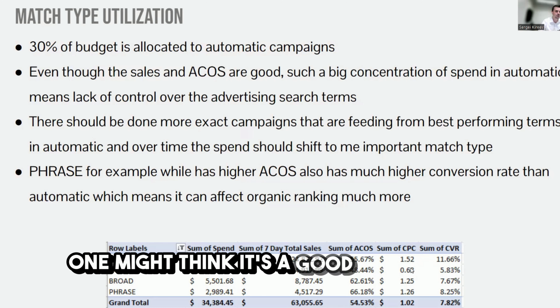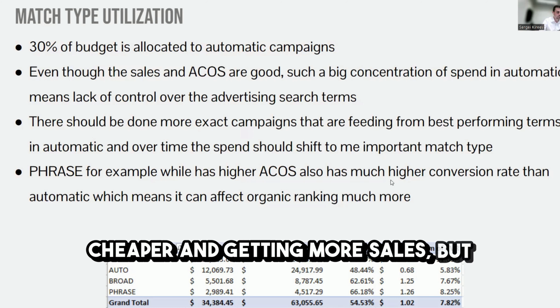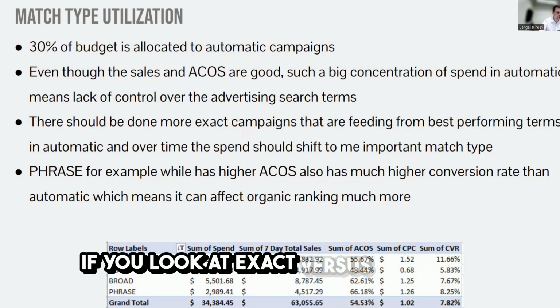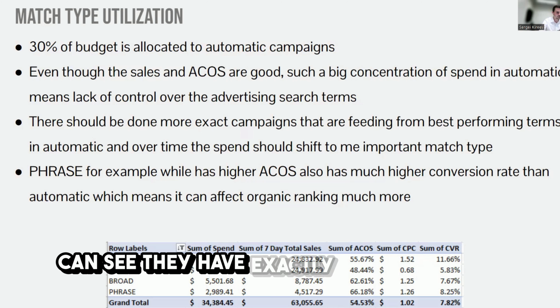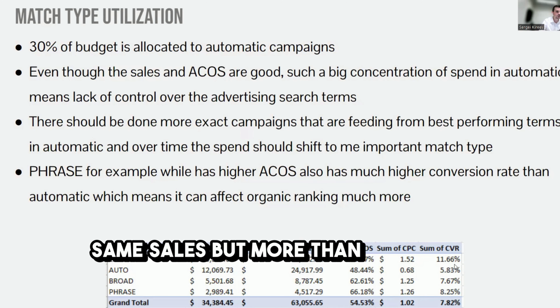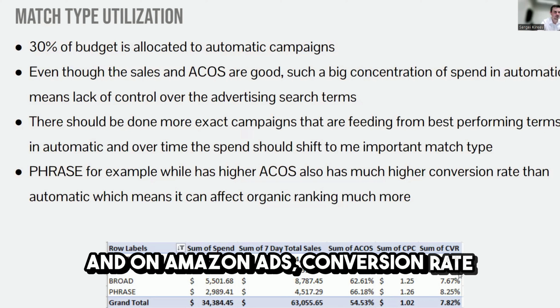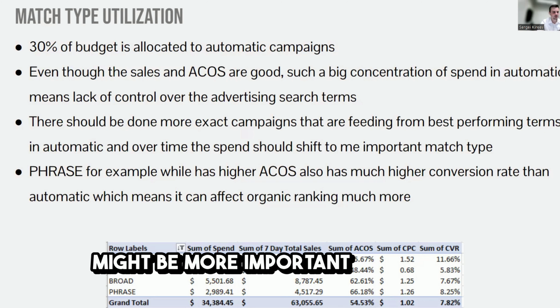One might think it's a good thing, right? One might think I'm getting a lot of traffic, much cheaper, I'm getting more sales, but that's not true, right? If you look at exact versus auto, you can see they have exactly the same spend. Auto has slightly more sales, but we can say the same sales, but more than 2 times higher conversion rate. And on Amazon ads, conversion rate might be more important than ACOS.